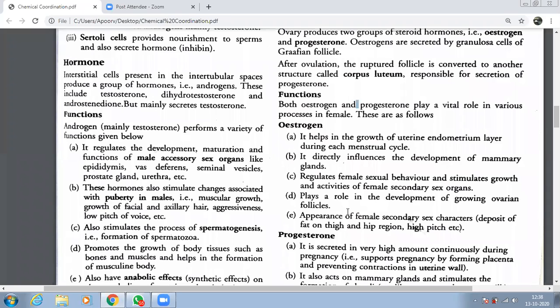Please read the first point, try and learn it. Development, maturation, and function. Of which organs? Accessory organs. Which accessory organs? Epididymis, vas deferens, seminal vesicles, prostate gland, and urethra. Try to learn the first point quickly.